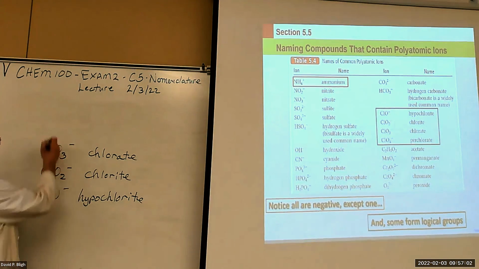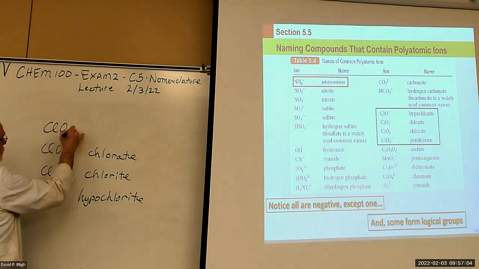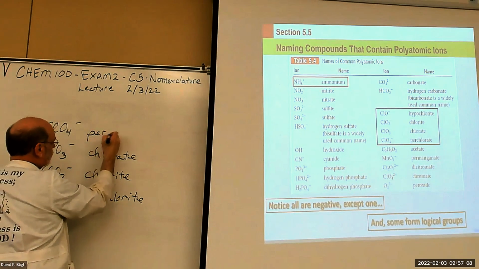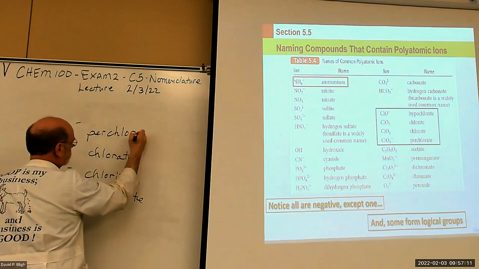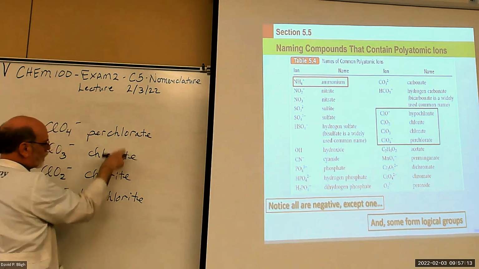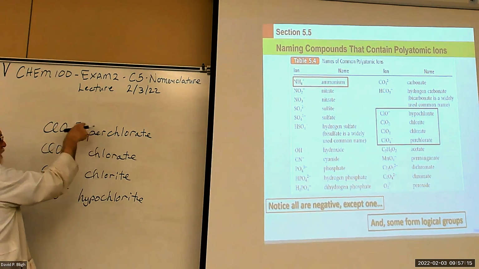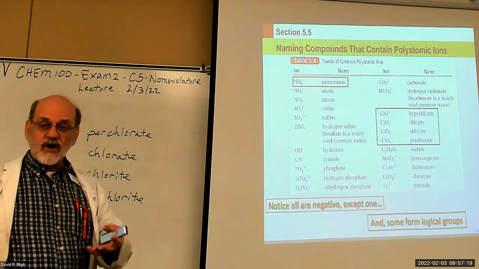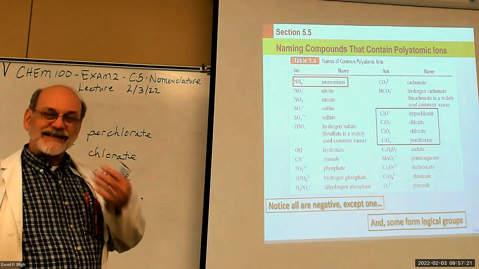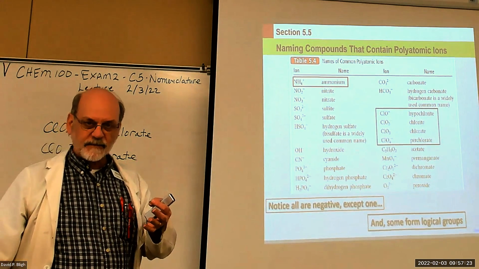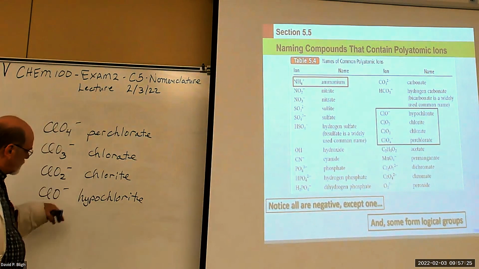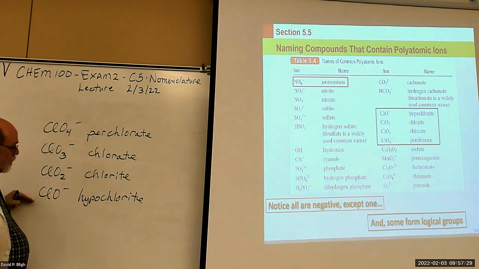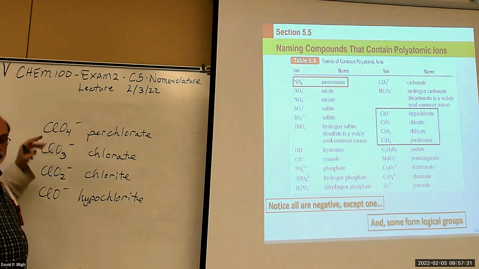We can add one more, and the prefix for this one is per. Perchlorate. So it's got one more oxygen than this one does. They're all the same charge, but they differ in the number of oxygens. So if you know this pattern, you can start from here and say chlorate, chlorite, hypochlorite, perchlorate.